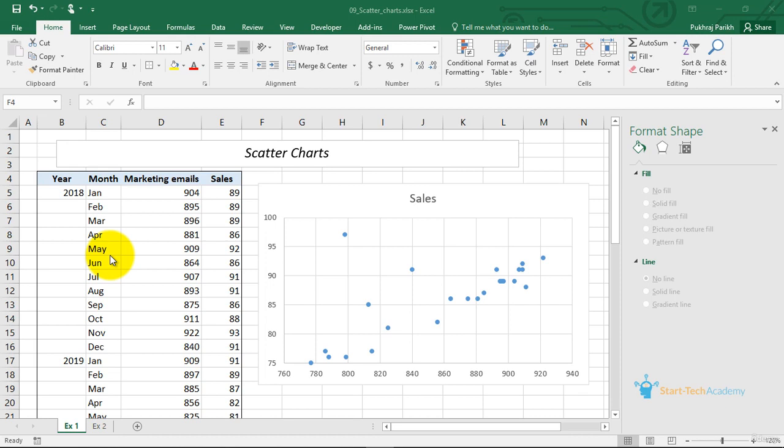In this video, we will learn how to draw scatter plots and bubble charts. Scatter plots are also known as XY charts, and these are also a very common type of chart.